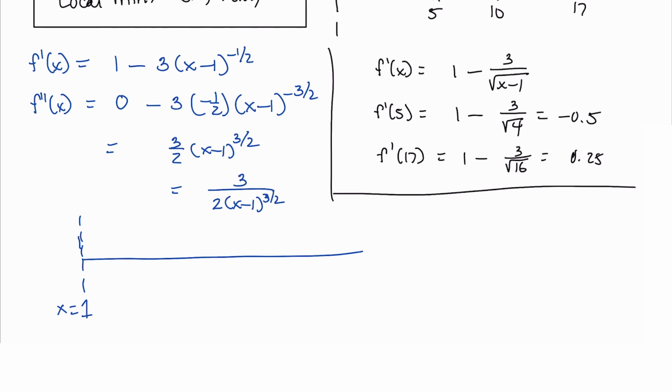So I'm going to substitute, since I can plug in anything after 1, I'm going to plug in 5 because we know that worked before. And we see that f double prime at 5 is 3 over 2 times 4 to the 3/2, which ends up being 3 over 16. The bottom line is it's a positive number. So that means that our function is always going to be concave up on its entire domain.